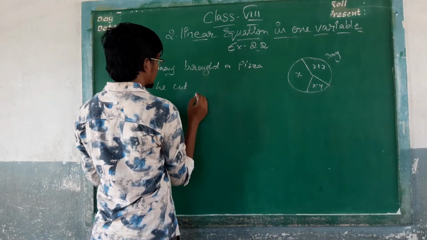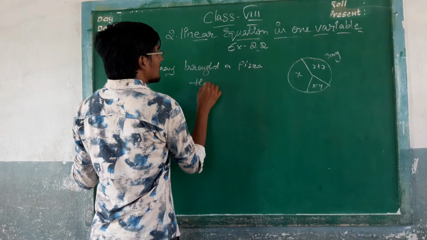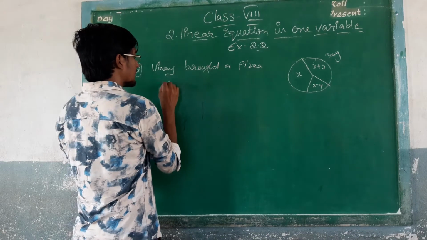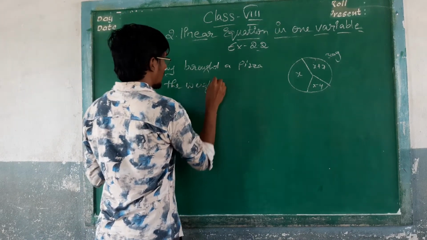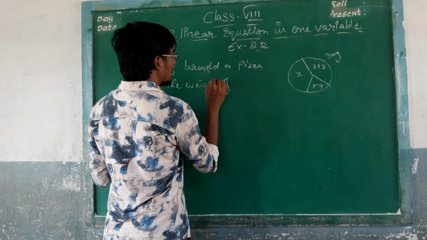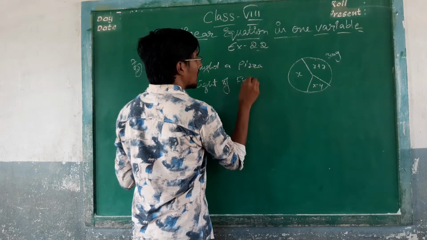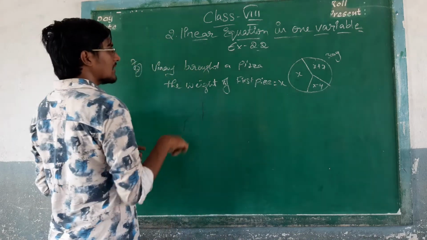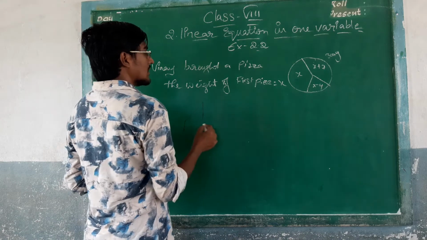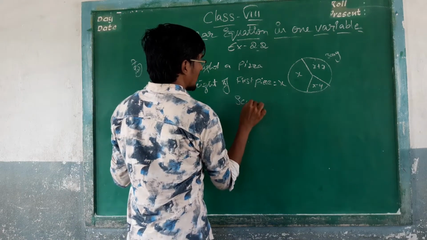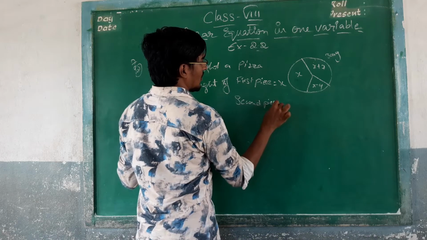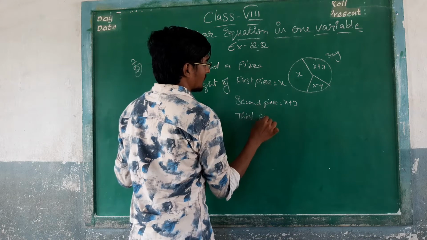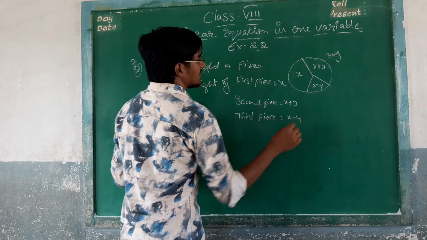He cut the first piece. The weight of the first piece equal to x. Let us take here, given that the first piece weight is x, the weight of the second piece equal to x plus 7, and the third piece equal to x minus 4.